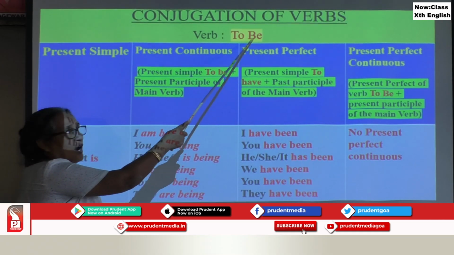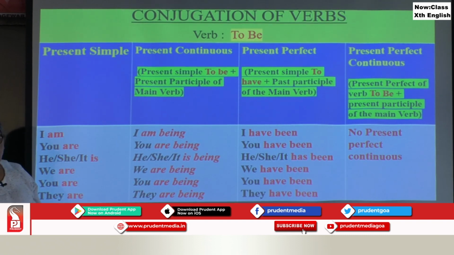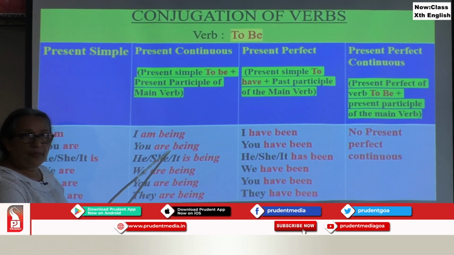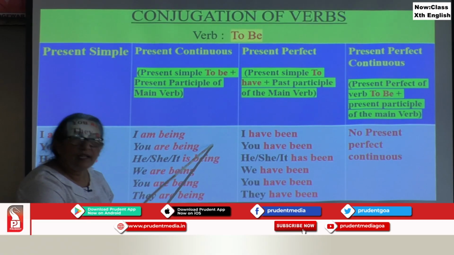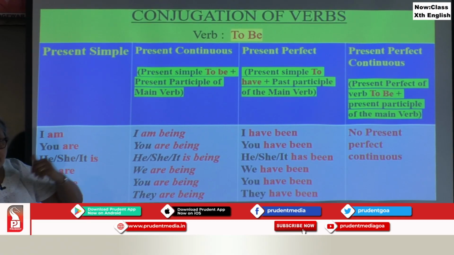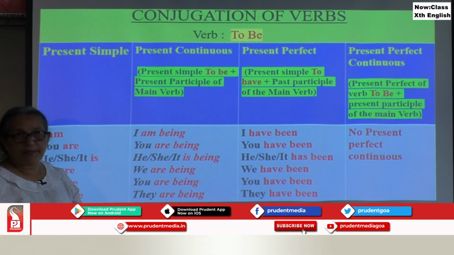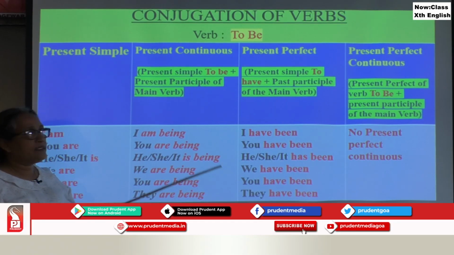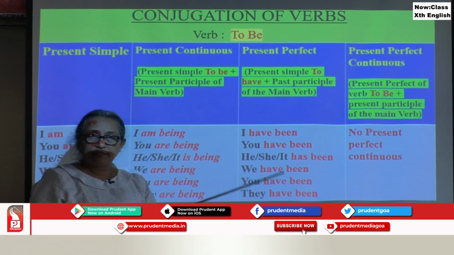Instead of be now, let us take verb have. How will you do it? I am. Where is the main verb? Have. What will you say? Having. Let us take the verb start. I am starting. Present continuous. I will take you on down the verbs. Present perfect. The rule is different.